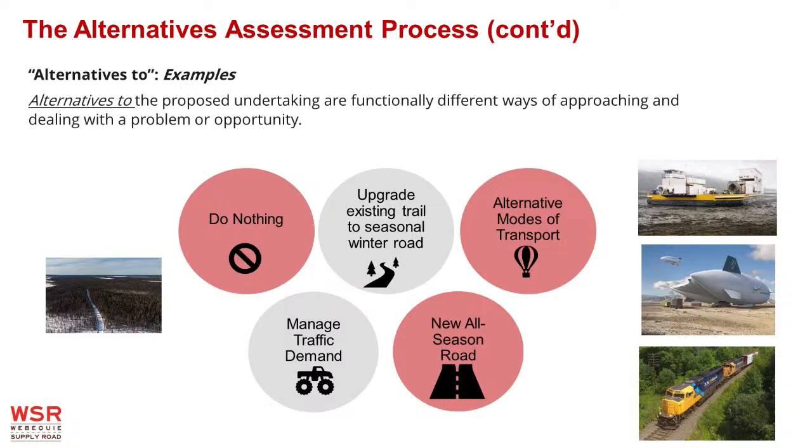Then there's the idea of using alternative modes of transport. These are just possibilities based on what's out there. You could use hovercraft. You could use airships, like cargo airships. Rail is another possibility as well. Lots of possibilities in terms of alternate modes of transportation. The other thing that you could do is manage traffic demand. By controlling traffic demand, not allowing it to increase too much, you could just allow things to stay the same, or you could do what is being proposed by Webequay, which is creating a new all-season road.